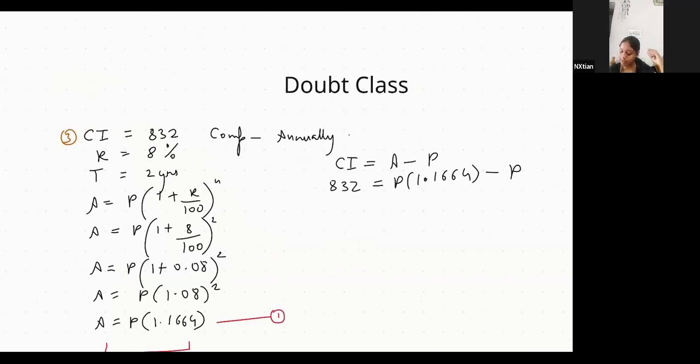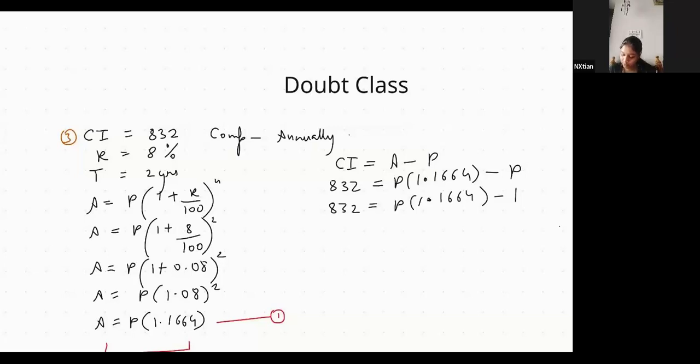What I explained is that when we have a single variable, its value is 1. So P's value is 1, and I can write it like this. 832 equals... Can you scroll the screen up a little bit, Edric? 1.1664 minus 1. Subtract 1 from 1.1664. You will get 0.1664.